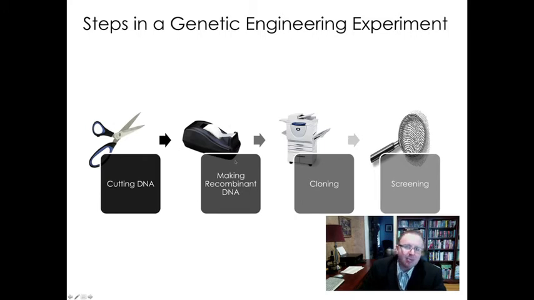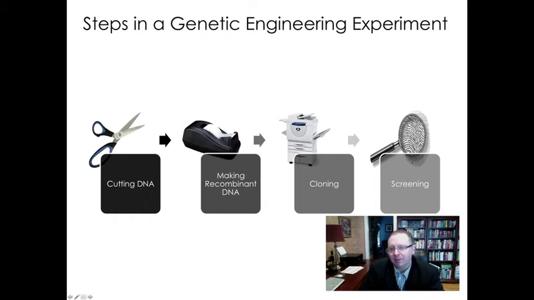The second step of the genetic engineering experiment is to make recombinant DNA. So essentially, we're using the picture of tape here to represent the fact that we're going to piece together back those various pieces of DNA that have been cut apart. Cloning is the third step in the genetic engineering experiment, and cloning involves making lots and lots of copies. So we're using the picture here of the photocopy machine.